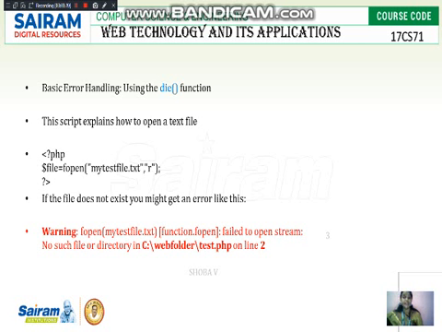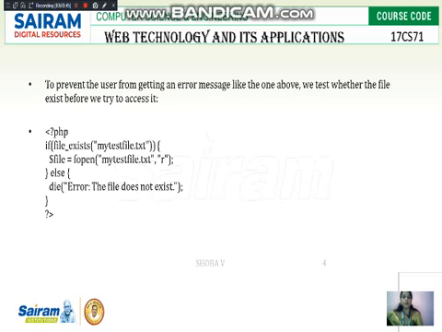If the file does not exist, you might get an error like this. The red statement below is a warning: fopen(mytest.txt) function failed to open stream, no such file or directory in the C folder. This is the warning message you may get if the file doesn't open. To prevent the user from getting an error message like this, we test whether the file exists before we try to access it. By using this if condition, you can check whether the file exists or not. So you can open the file, or use die.